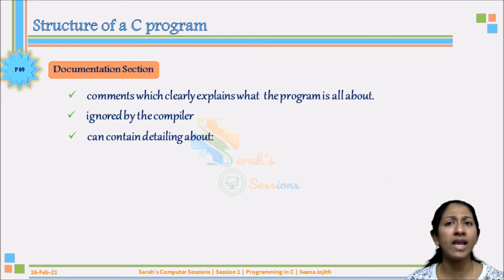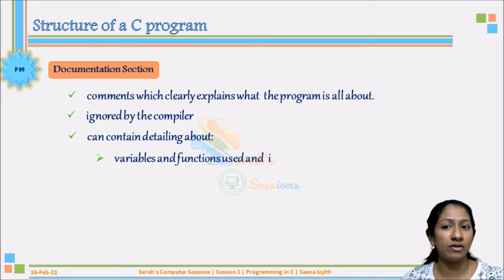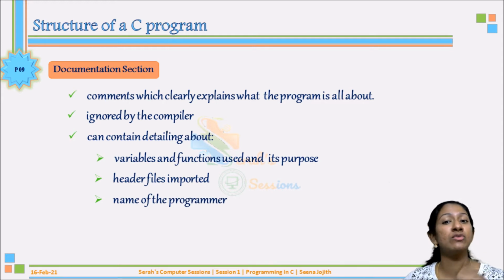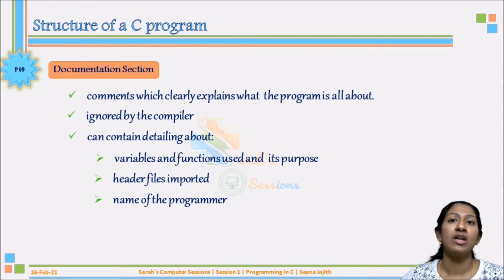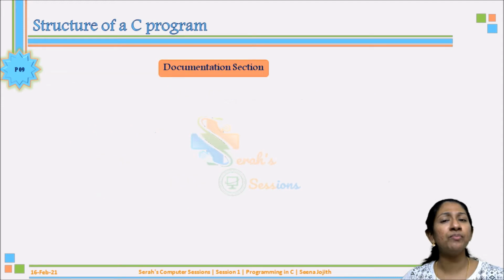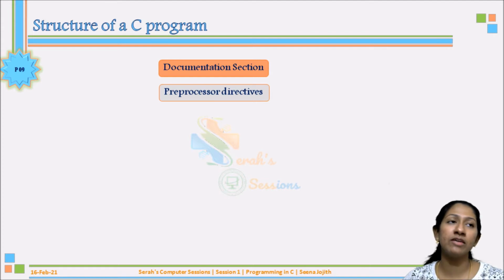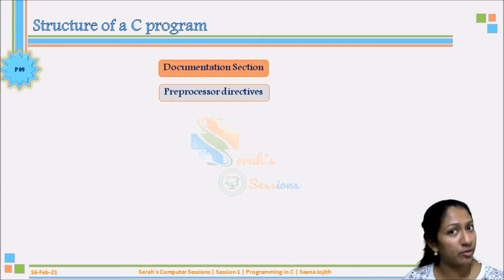You can include any information inside the documentation section, like the variables and functions used and their purpose, the header files that are important, the name of the programmer, the aim of the program, etc. So we have finished the documentation section. You know that comments are not taken up by the compiler. So even in this documentation section, always keep in mind to use the multi-line comments, the combination of forward slash and asterisk.